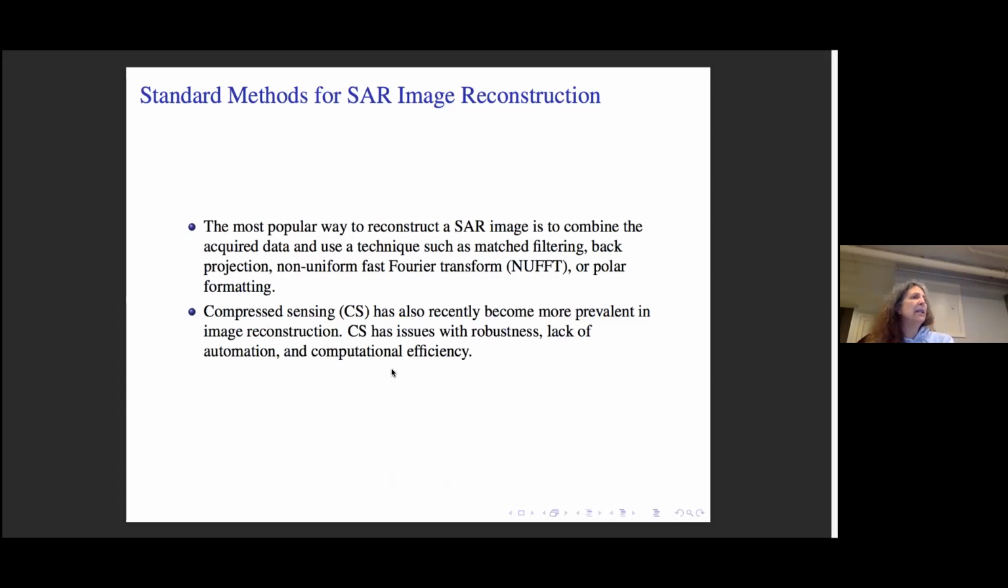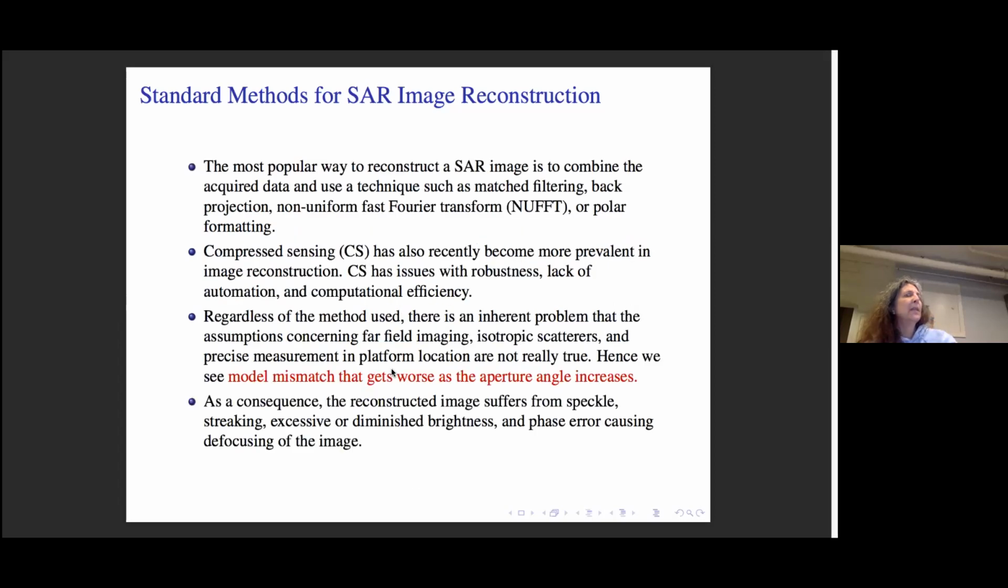More recently, people have really invested more time into compressive sensing techniques because the problem is often underdetermined, and there's been a lot of success in compressive sensing techniques. Nevertheless, there are still issues with robustness, lack of automation, and efficiency. So there are still some issues that remain.